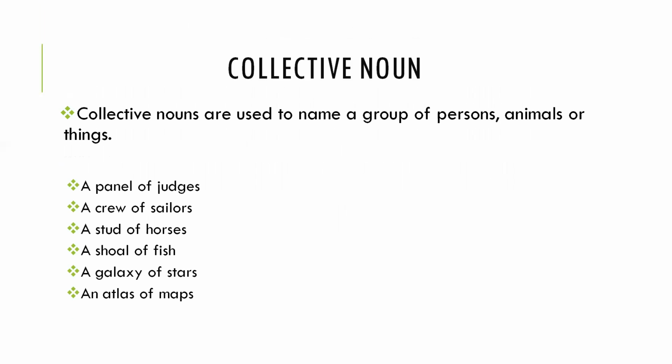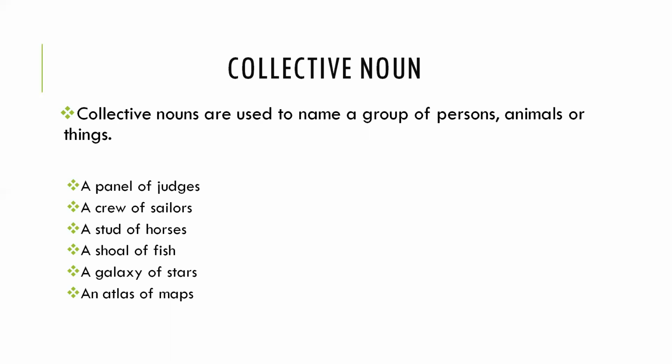Collective, इकट्ठा करके. Collective nouns are used to name a group of persons, animals, or things. A group of persons. We are not saying this is person. We are not saying this is animal. But instead of this, we use a collective noun, a panel of judges. We are not saying too many judges. We are saying a panel of judges, a crew of sailors, a stud of horses.